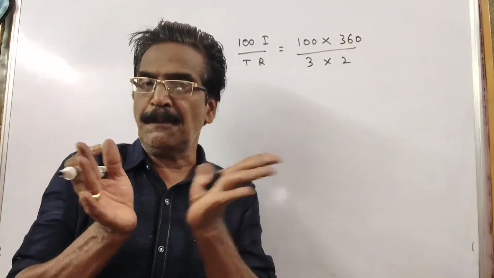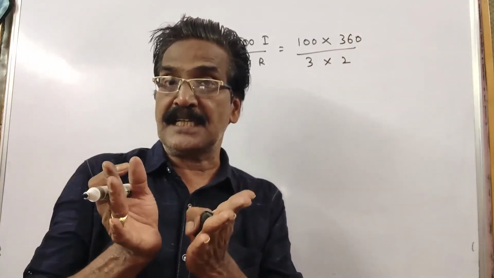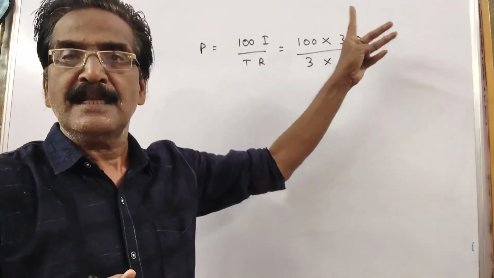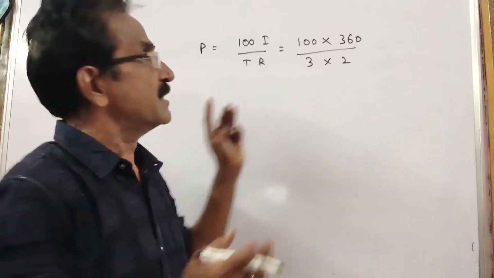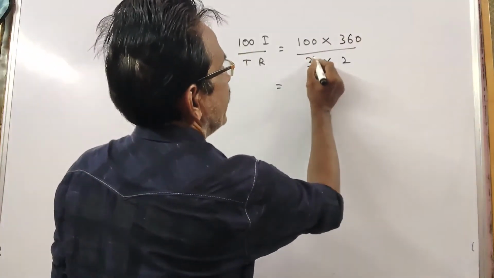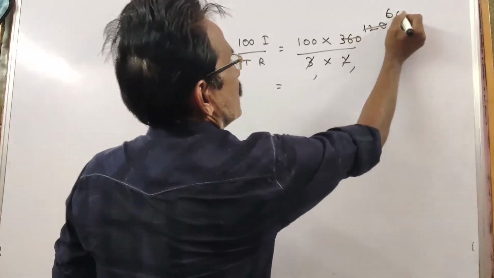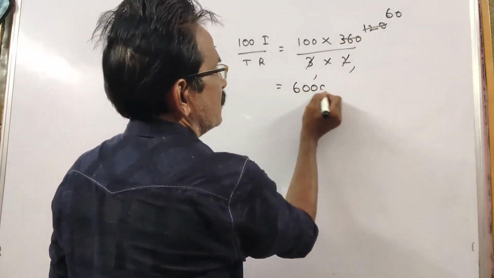Means a 2% rate of interest makes interest of rupees 360 in 3 years. So on cancellation you get 3 120s, 2 60s. So 6000 is your answer, friends.